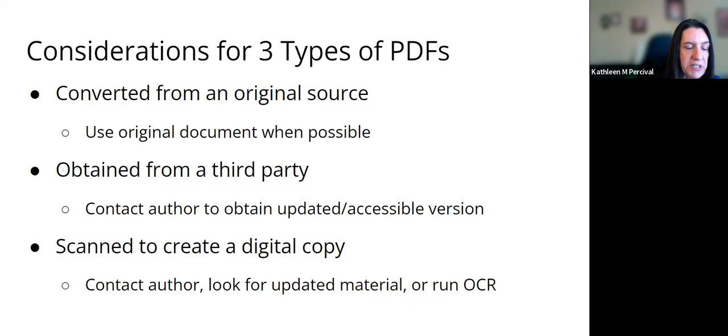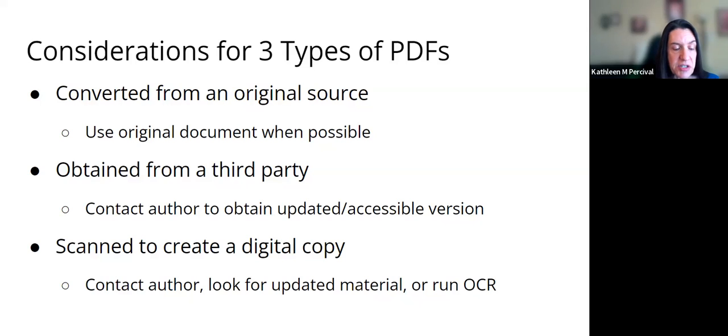So considerations for the 3 different types. If the PDF was created from a source document, it's highly encouraged to use the original document whenever possible. If it's something that was obtained from a third party, we suggest to contact the author or perhaps check with the library to see if there's an updated or more accessible version. In the case of downloading something from the internet, rather than simply downloading it, which generally brings along all of the ads and extraneous things, depending on how long the article is, another option would be to copy the information from the internet, paste it into a Word document, and then you can take out extraneous things.